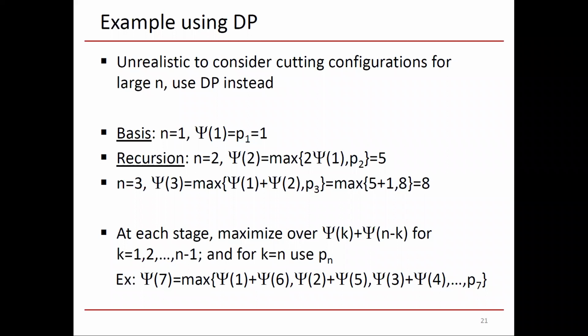And for k equals n, well, we could use Pn, or another possibility would be to just look up our function. So psi of 7 is the maximum of all the following: either psi of 1 plus psi of 6, or psi of 2 plus psi of 5, or psi of 3 plus psi of 4, and so on. Or if there's a payout function for no cuts at all, P7, that's also possible.